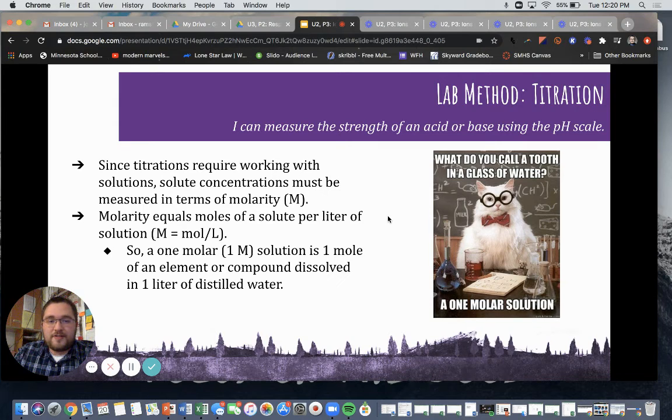What do you call a tooth in a glass of water? A 1 molar solution. Get it? Because molars are teeth. Pretty funny, I think.